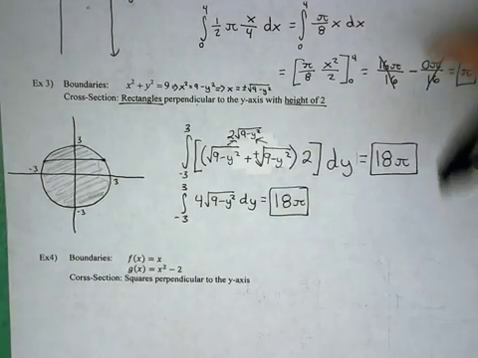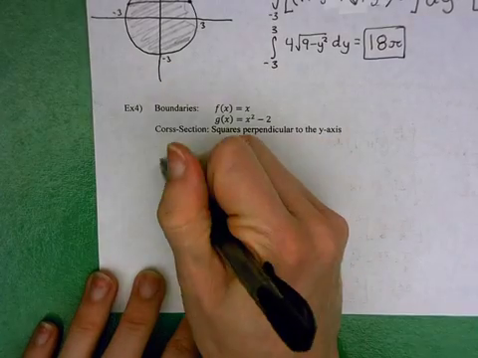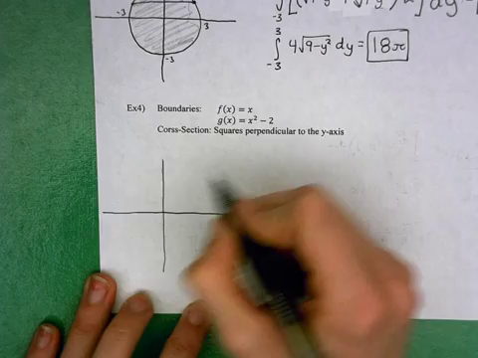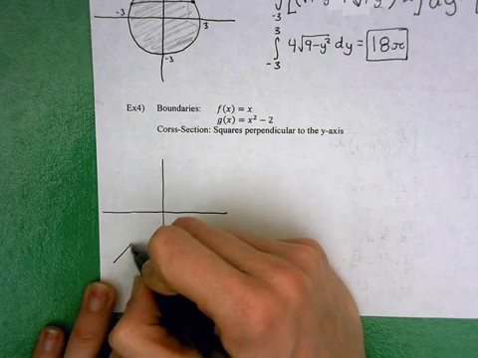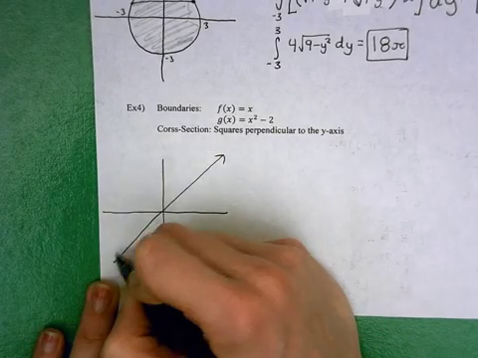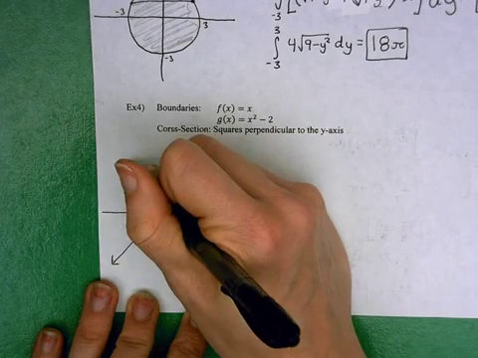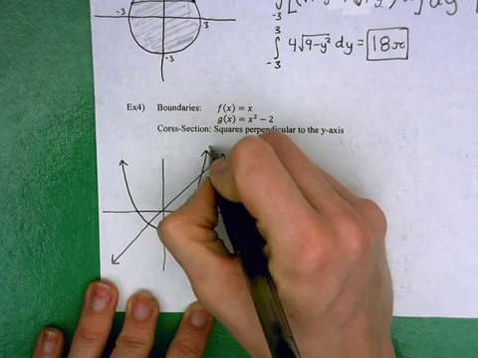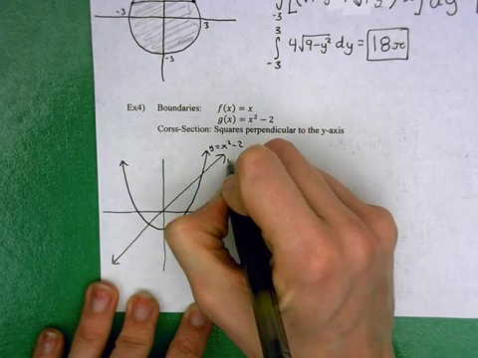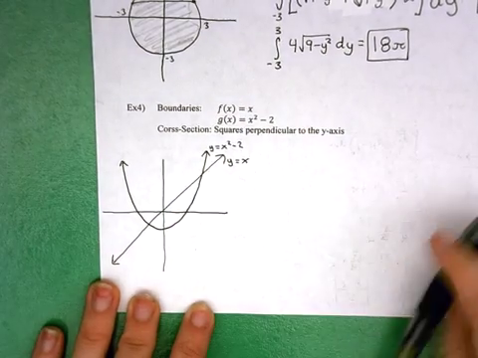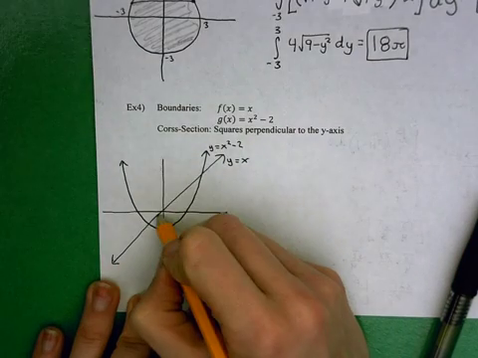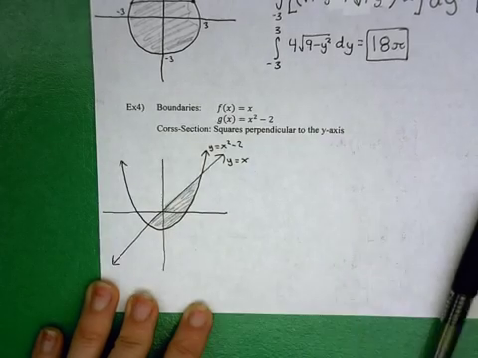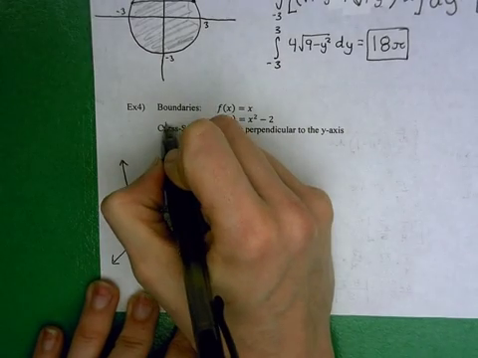Okay, last one, number 4. We have f of x equals x. We have g of x equals x squared minus 2. Okay. And our cross section, I just realized there was a typo here. This should say cross section.